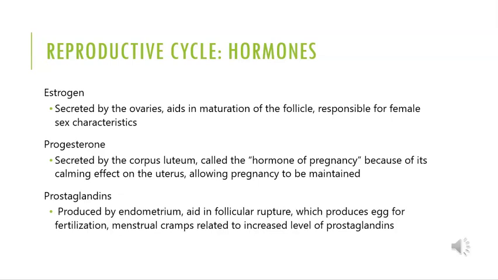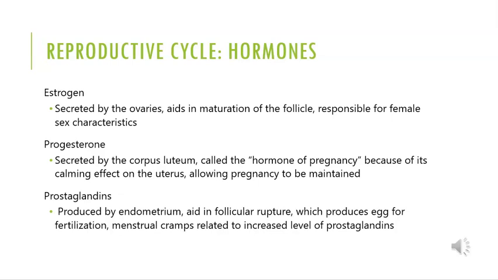Estrogen is the hormone responsible for female sex characteristics, so things like breast development and widening of the hips. It is also really important when we're talking about regulating the menstrual cycle, and it aids in bone development and keeps your bones strong. This is why when women go through menopause and their estrogen levels decrease, they're at a higher risk for osteoporosis because they don't have that estrogen to help them build up their bones and keep them nice and strong.